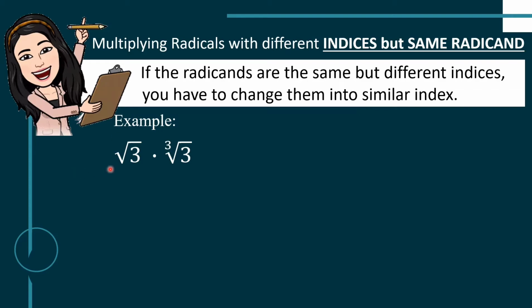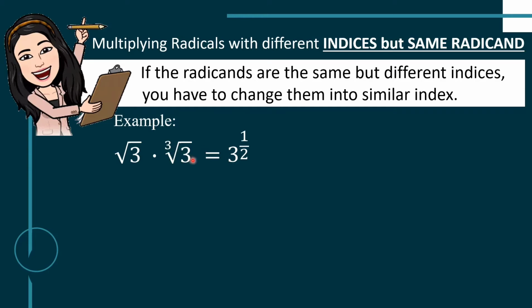Si square root of 3 ay magiging 3 raised to 1/2. Tama ba? Ang ating index naging denominator. Ang exponent ng ating radicand naging numerator. At siya ang ating exponent ng base natin na radicand, which is 3. Nakuha? So, what about cube root of 3?